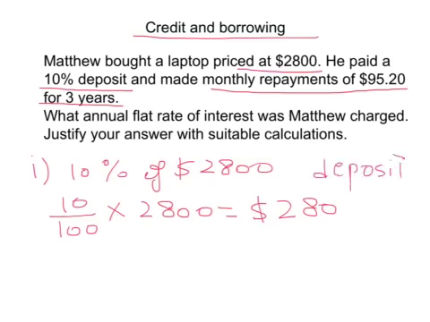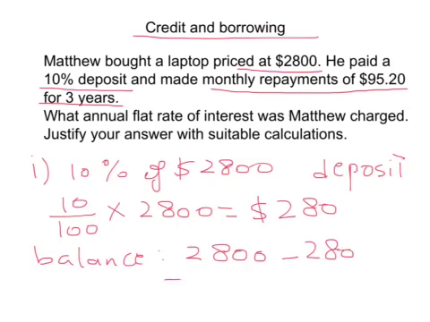So whatever is left is called the balance. We need to calculate the balance, which would be 2,800 taking away the deposit. This is what Matthew still has to pay out of the price of the laptop, which in this case is $2,520.